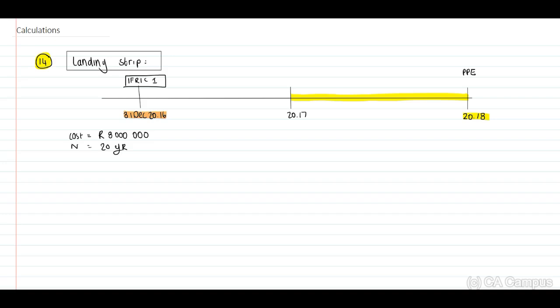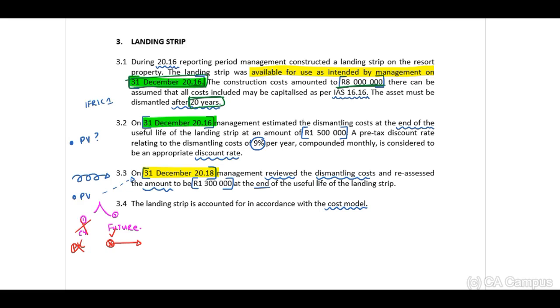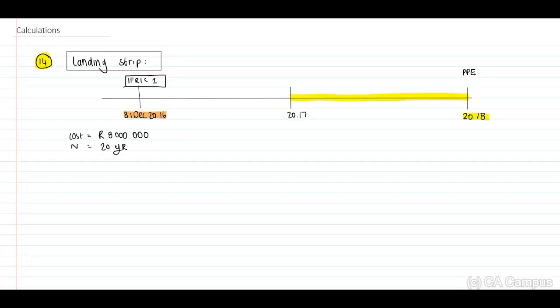Okay, now first thing, guys, when we look at the information provided, the dismantling costs on 31 December 2016, guys, at the end of the useful life is 1.5 million. Therefore, we need to determine what is the value on 31 December 2016, the present value, based on a 9% dismantling cost pre-tax discount rate. Okay? Now, on our calculation, we know our future value will be the 1.5 million.